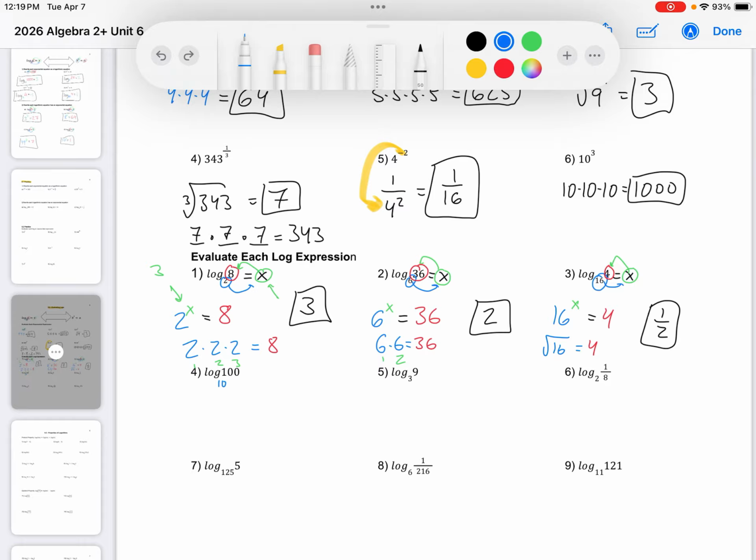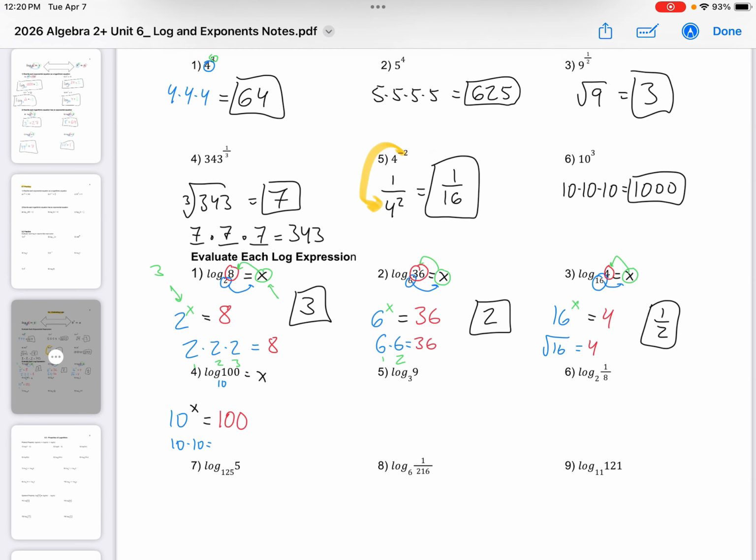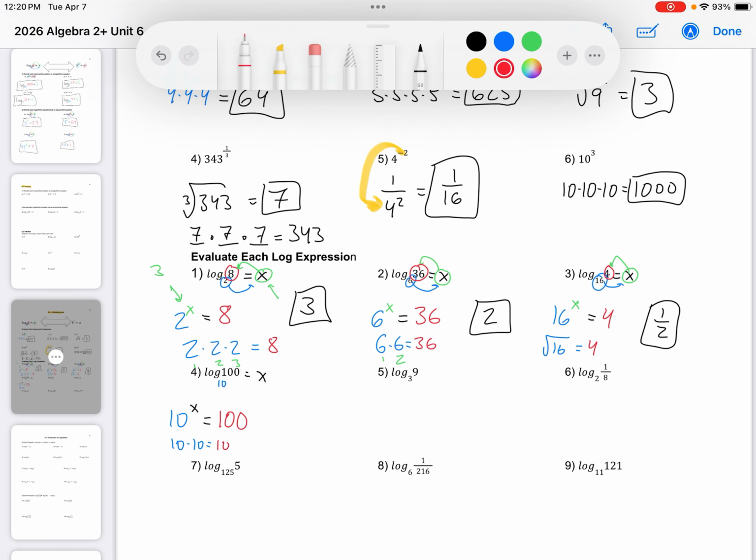So in this case, it would be 10 to the power of x that we need, and it should equal 100. So we need to know what power of 10 would equal 100. Well, 10 times 10 equals 100. And so we need 2 tens to multiply together. That gives me 2 as my answer.